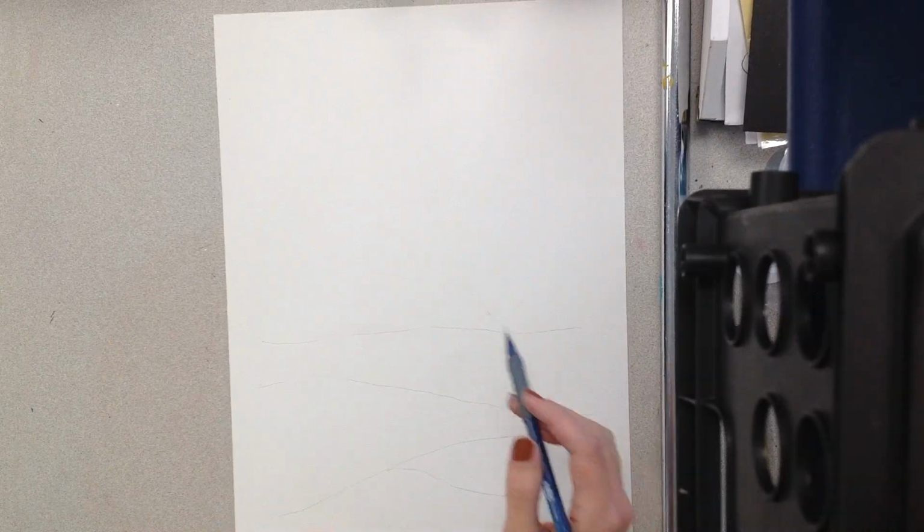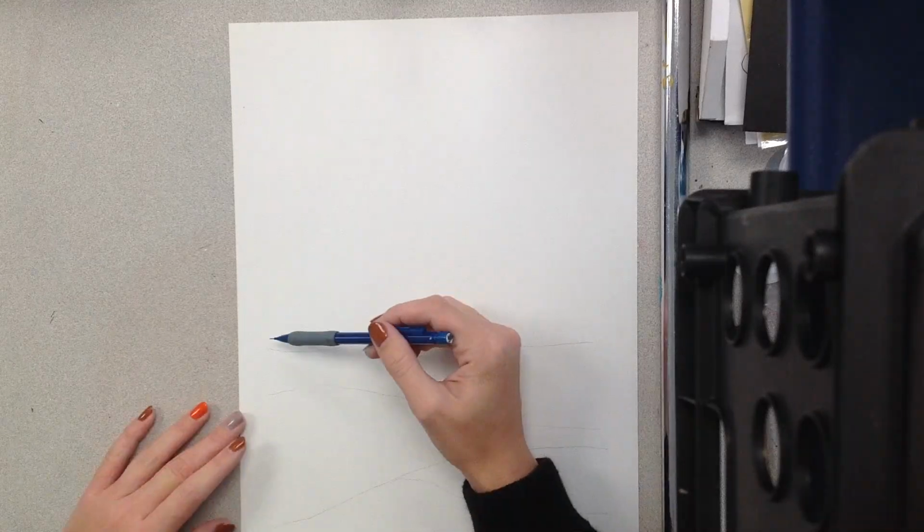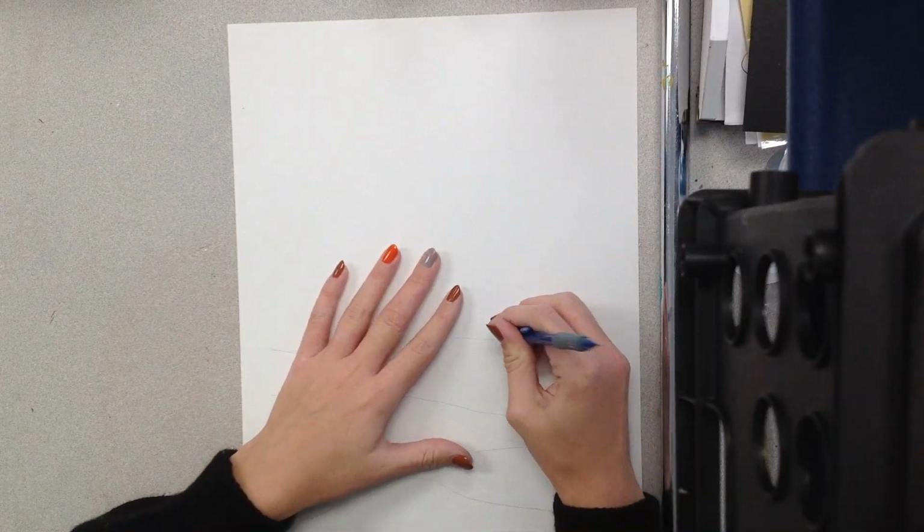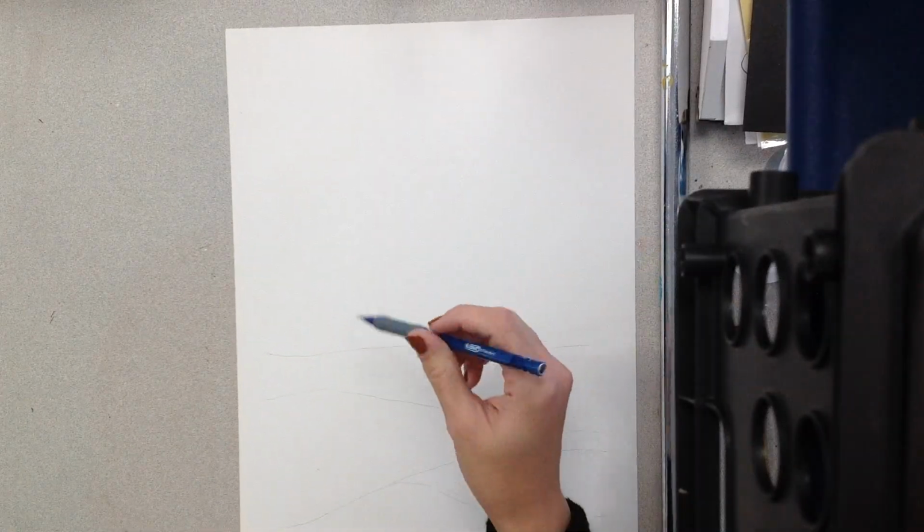Okay, let's do another hill, and then just one more. Alright, so now we have our hills, and we can start drawing our mountains. And this is my final paper, and I'm actually going to draw a border around it, so that's why I'm not going all the way to the edge.